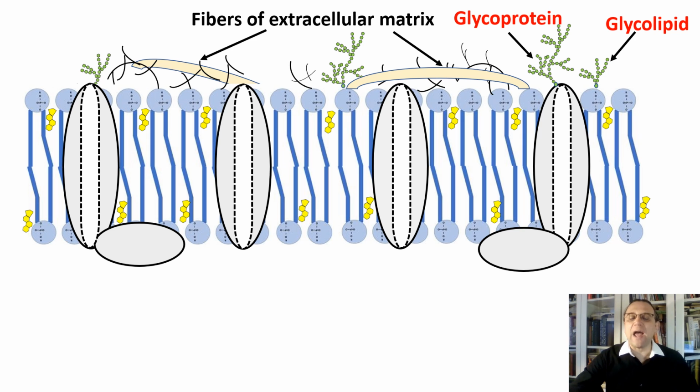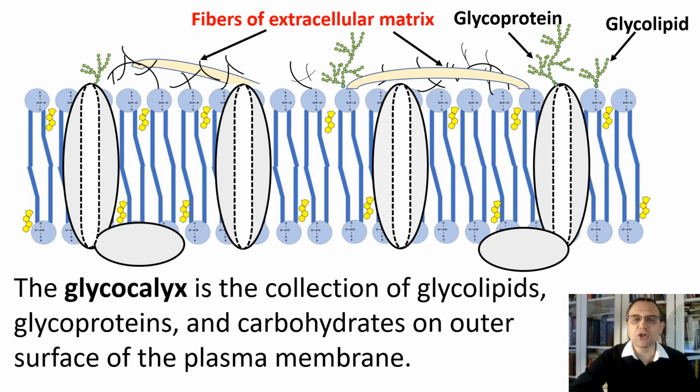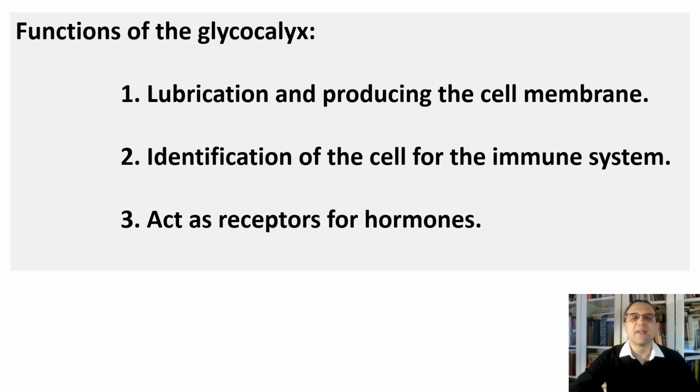I also drew fibers of extracellular matrix. The collection of glycoproteins, glycolipids, and carbohydrates on the outer surface of the plasma membrane is called glycocalyx. Functions of the glycocalyx include lubrication and protecting the cell membrane, and identification of the cell for the immune system. Also, glycocalyx has receptors for hormones.